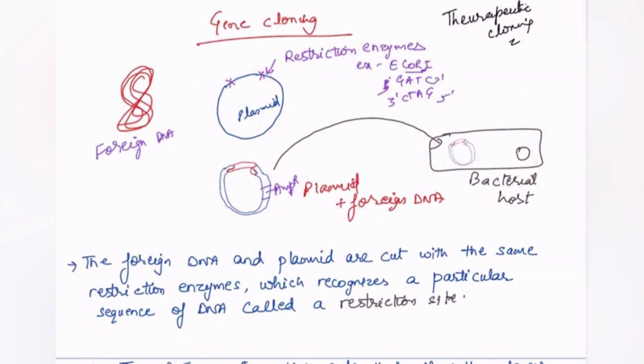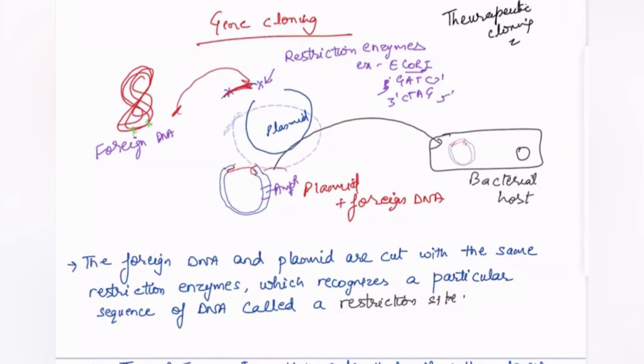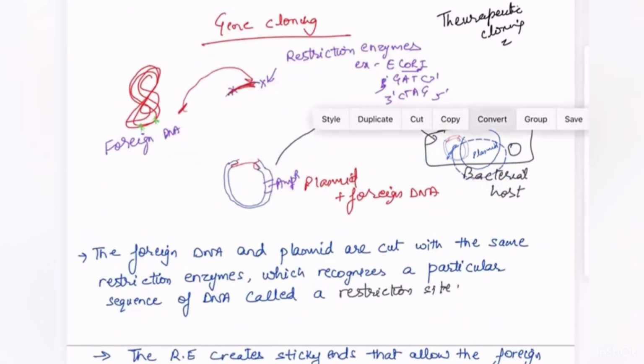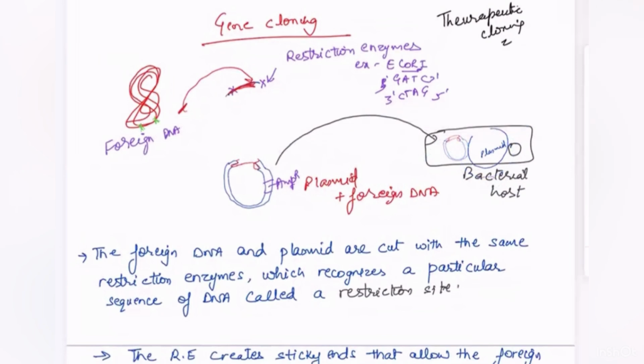So in gene cloning, basically we have three DNAs: the foreign DNA, the DNA of interest, the particular fragment of this DNA, and the plasmid. So first of all, what is done? With the help of restriction enzymes, this foreign DNA sequence will be cut and this fragment will be inserted here in the plasmid DNA. And then this plasmid DNA will be transported inside the host along with the gene of interest. And this is how gene cloning is done.